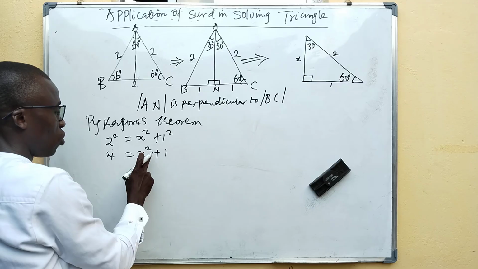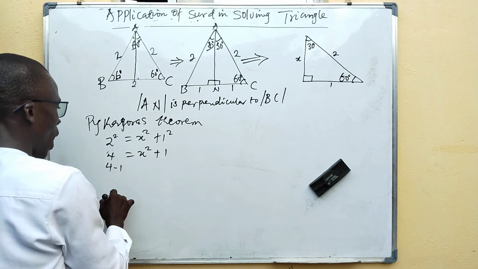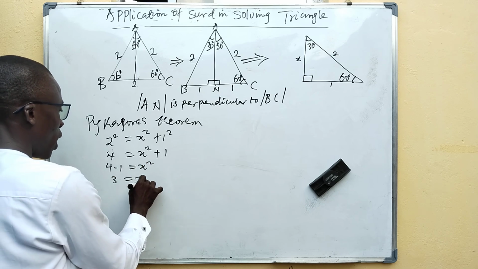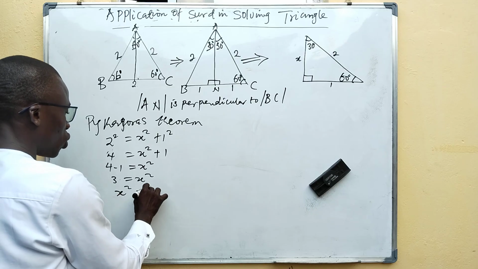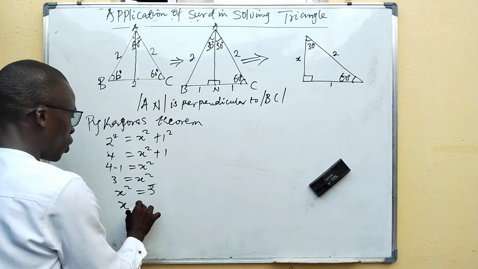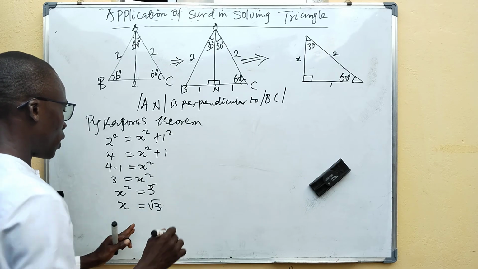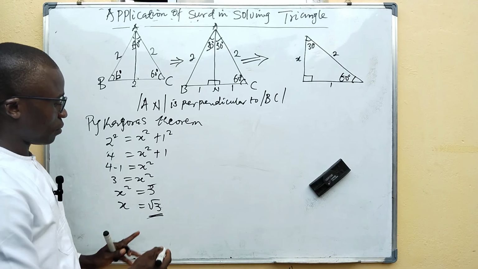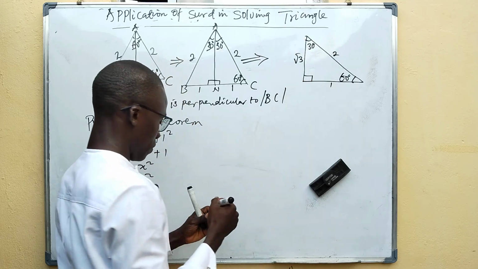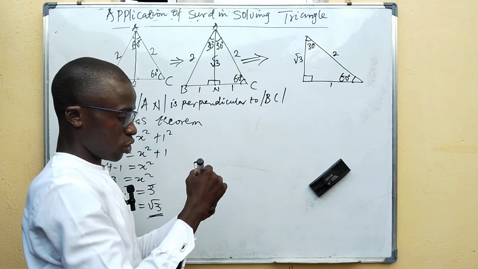2 squared is 4. Now make x squared the subject of the formula, which means 4 minus 1 is equal to x squared. So 3 will be equal to x squared. Then x will be equal to the square root of 3. We have gotten the value of x now, which means here is square root of 3, and I can put square root of 3 here also.